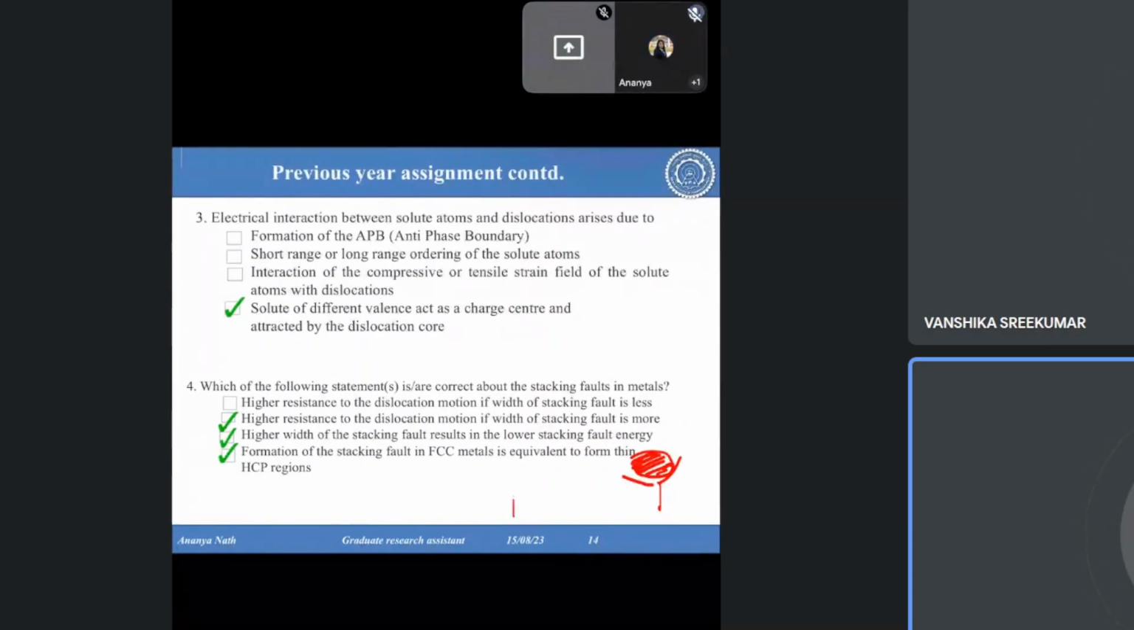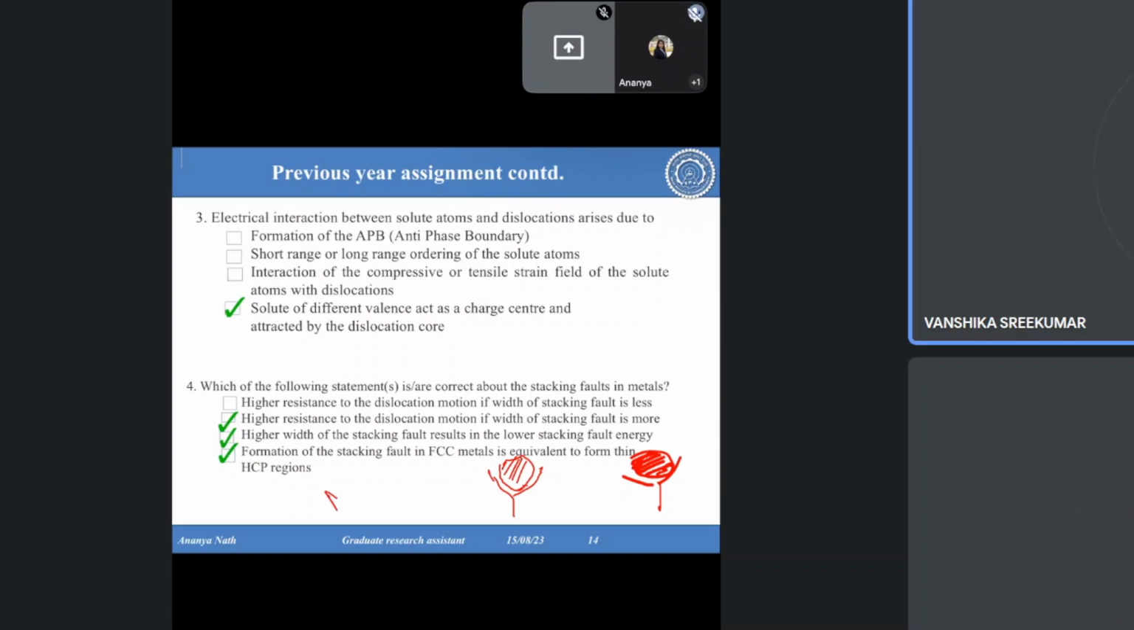So when this happens, in between these two dislocations, these are ordinary dislocations, not that high-length dislocations. So the in-between place will always have less energy. Due to that energy gradient, the solute atoms always sit in that position. So this is why the stacking fault energy is lower with higher width.